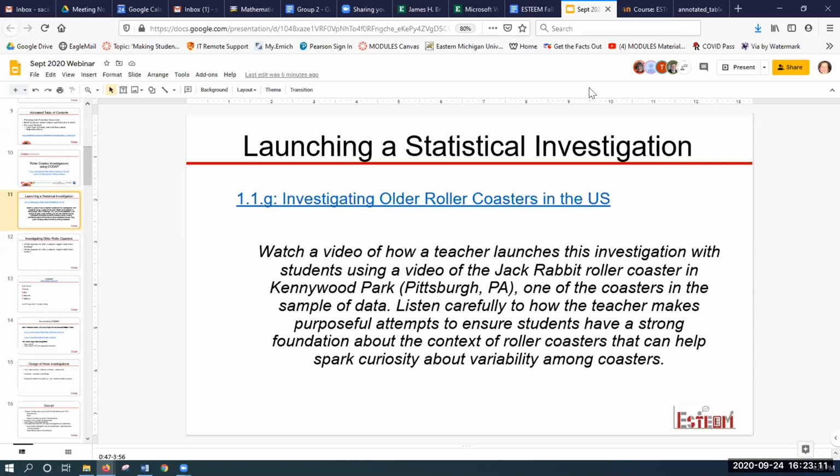So in this video, I think I need to, hold on one second. When I did my share screen, I forgot to click this share computer sound.